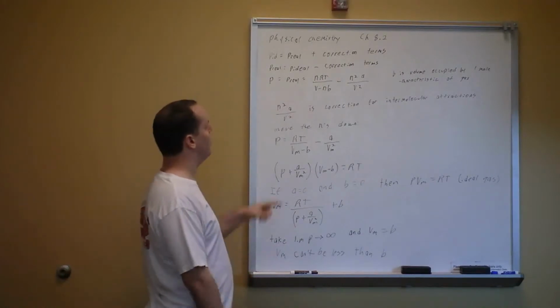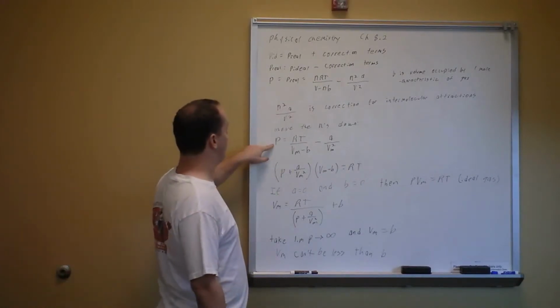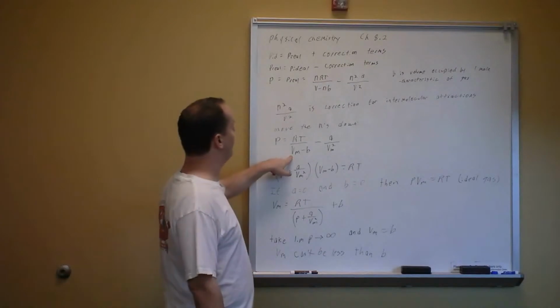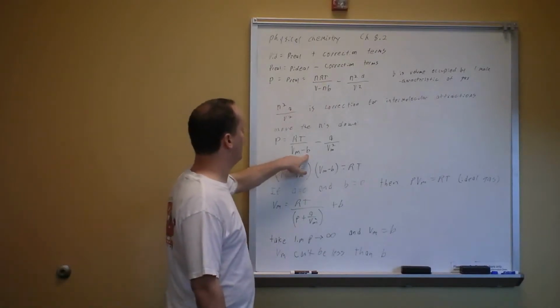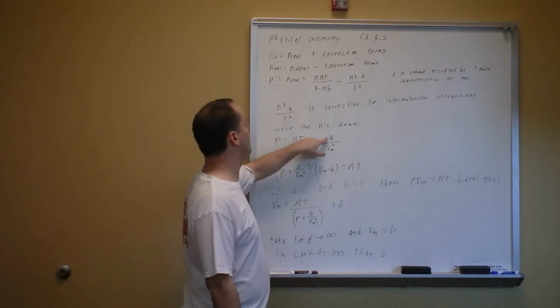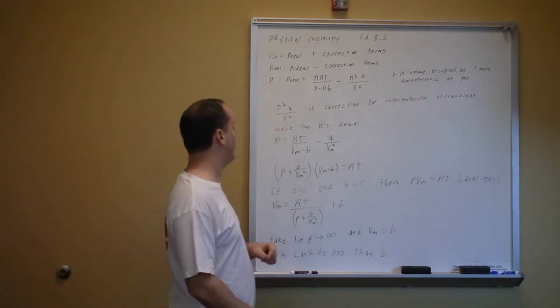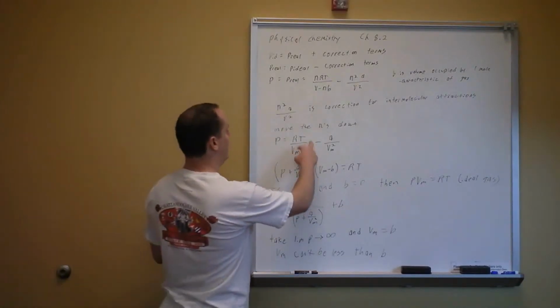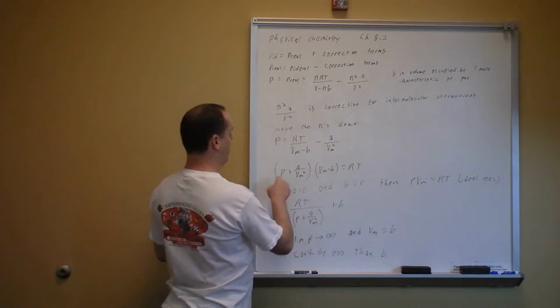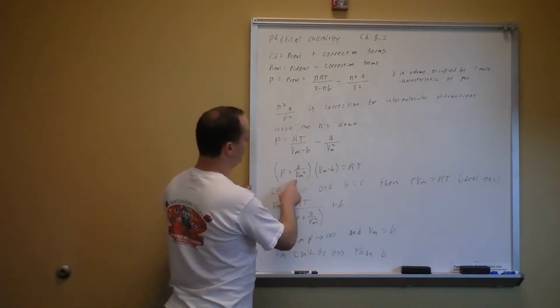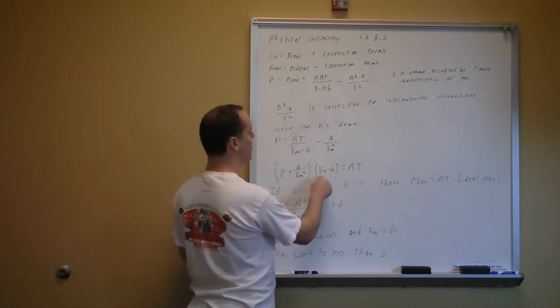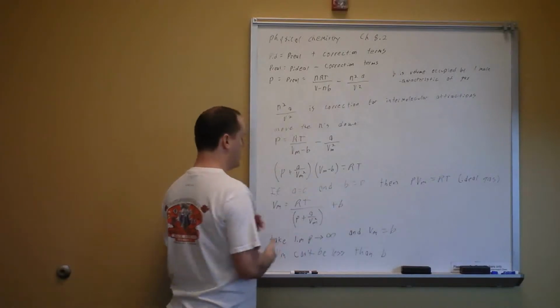Now we want to write this moving the n's down to the bottom here. So instead of volume, we're going to have molar volume. So pressure is equal to RT over molar volume minus b, minus a over molar volume squared. Now if we solve that for RT, we're going to get pressure plus a over molar volume squared, times molar volume minus b, equals RT.